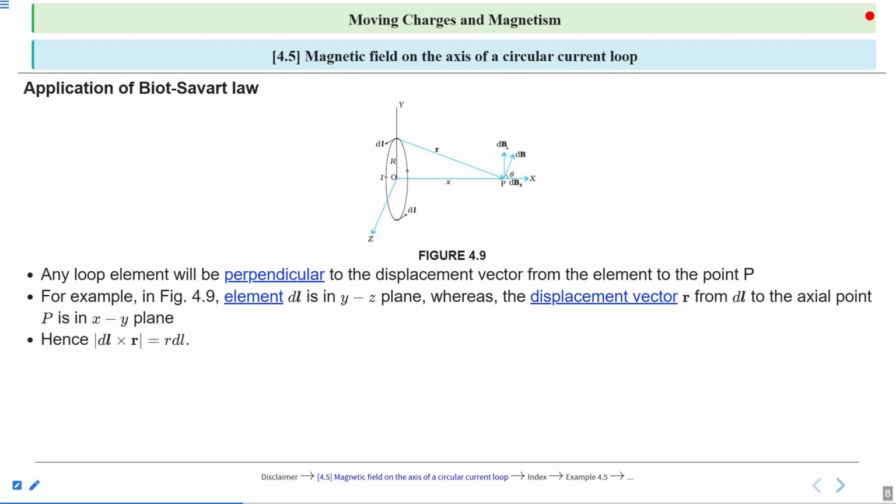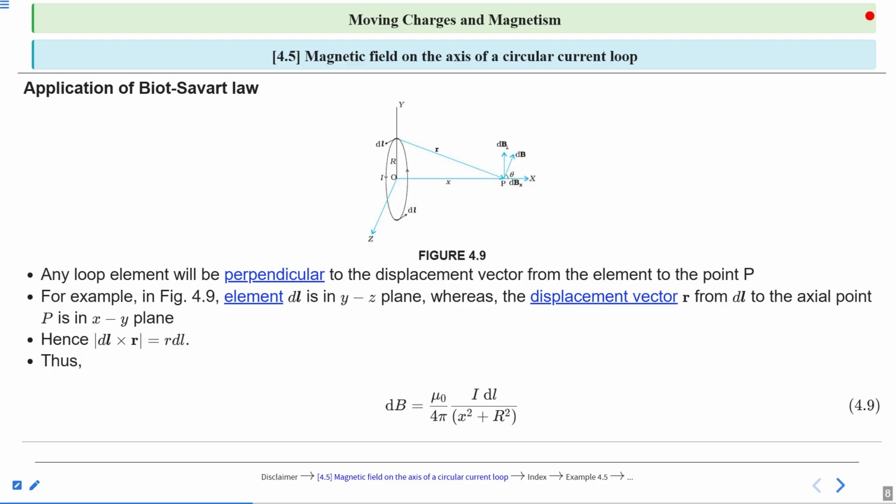Hence, the magnitude of this dl cross r will be r dl sin theta, and because theta here is 90 degrees, sin 90 degrees is 1. So it will remain r dl. Now putting the value of dl cross r and r square equal to x square plus R square, we will get dB equal to mu naught upon 4 pi, I dl upon x square plus R square. Mark it as equation 4.9.